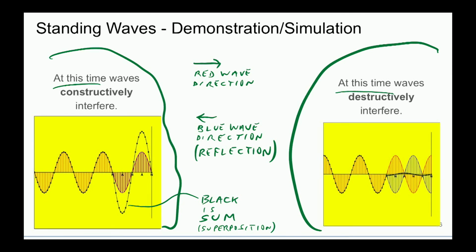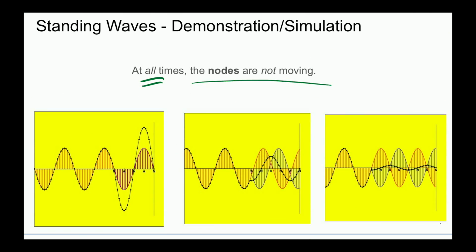Okay? So what's interesting, though, is that at all times there are locations that are not moving. These are the nodes, right, of the standing wave, and I did that wrong. Let's see, let's fix that. This is a node, this is a node, and this is a node. Those nodes never move at any time.